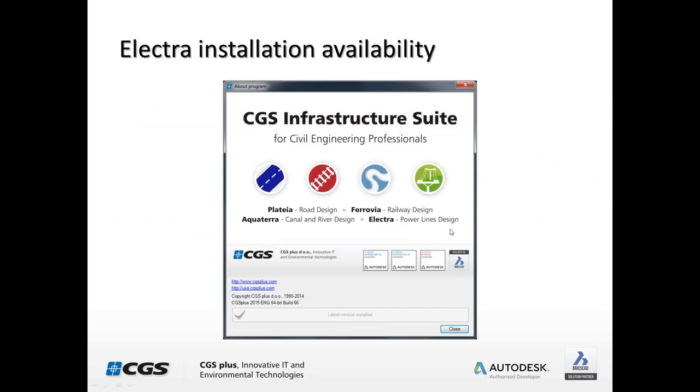Okay, so Electra, its installation, is a part of the CGS infrastructure suite, which means that it comes together in the installation of Platea, Ferrovia, Aquaterra, together with Electra. That's because there is some functionality in the software, especially related to crossings of existing infrastructure, like other power lines or other roads, railways, river channels, and to have the ability to do the analysis, especially the security heights for the cables, etc.